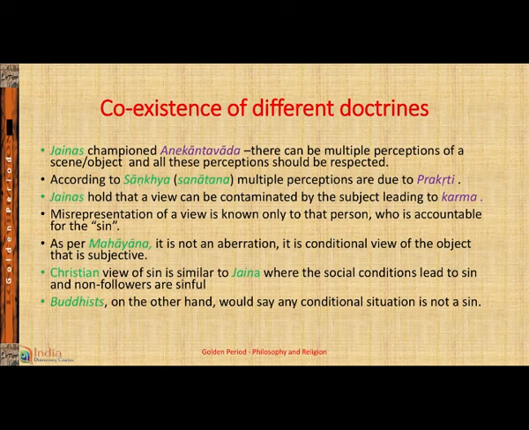As per Mahayana, it is not an aberration. You can have different views. There is nothing right or wrong. It is conditional. It is subjective. The Christian view of sin is similar to the Jaina view, where social conditions lead to sin, and non-followers, if you don't follow the path, you become your sins. Buddhists would say that this is conditional. Whatever the conditions were, you are viewing that object accordingly.